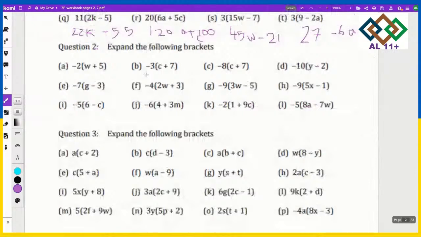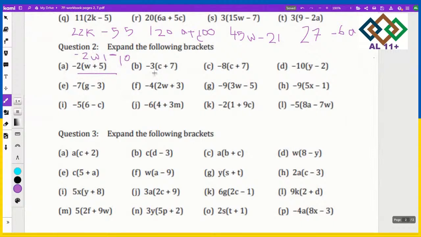Now we are on the second one. The second section is the same one. Again, you have to be careful about this when you're doing the sheet. So the second one is expand the brackets. So you have to expand the brackets and do it. So let's do this one. So you have minus 2W plus 5, that is minus 2W, and minus and plus would be a minus. So you have to be careful about the signs in this one.